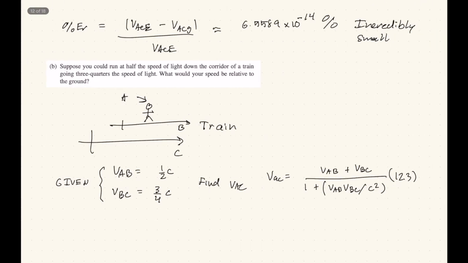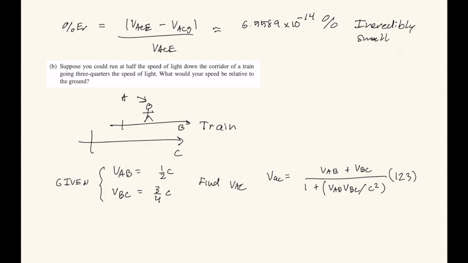So, to calculate percent error, when we're comparing it to Einstein, it is velocity of AC using Einstein minus velocity of AC using Galileo, over velocity using Einstein. And that gives us a percent error of 6.5589 times 10 to the minus 14%. So it is very small.